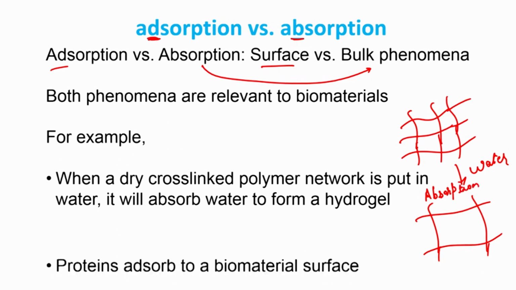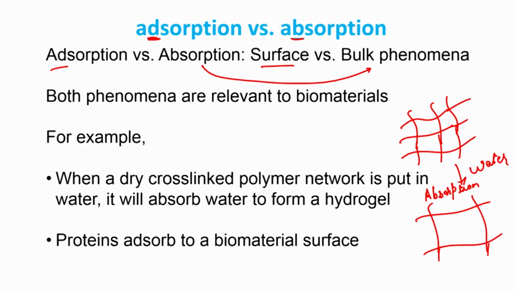Whereas the other example is proteins adsorbing to the biomaterial surface. Let us say I have a material which is solid, in which the water cannot pass through, and the outside water has proteins. The proteins will tend to aggregate on the surface, and we will come to the reason why they do that. But because they do that, this is a property only at the surface. So this is why it is called adsorption.